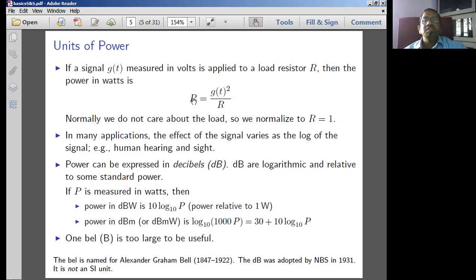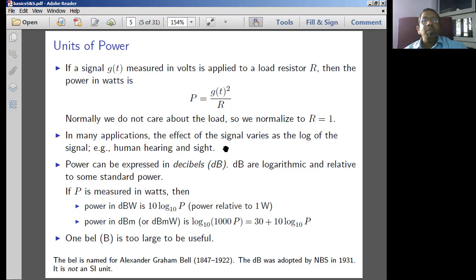Now we're replacing this V by G of t because it is dependent on the time period t. So we're representing a signal which depends on some independent parameter t. Therefore, we're writing some G of t as a function. So therefore, I am writing something like G of t square by R. This is the representation of the power of a signal. Now, usually we do not care about the load resistance. Therefore, we normalize it to 1 for the simplification purpose.